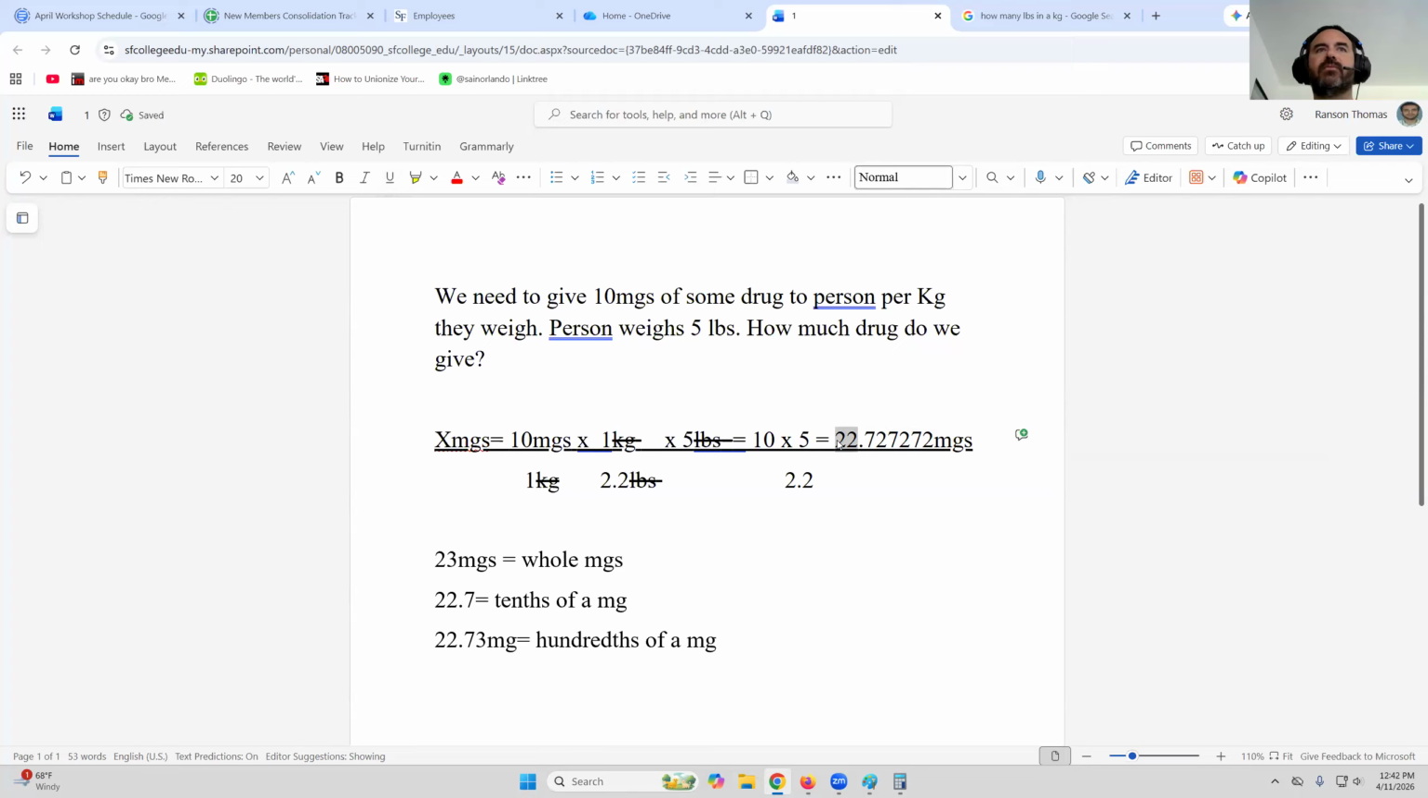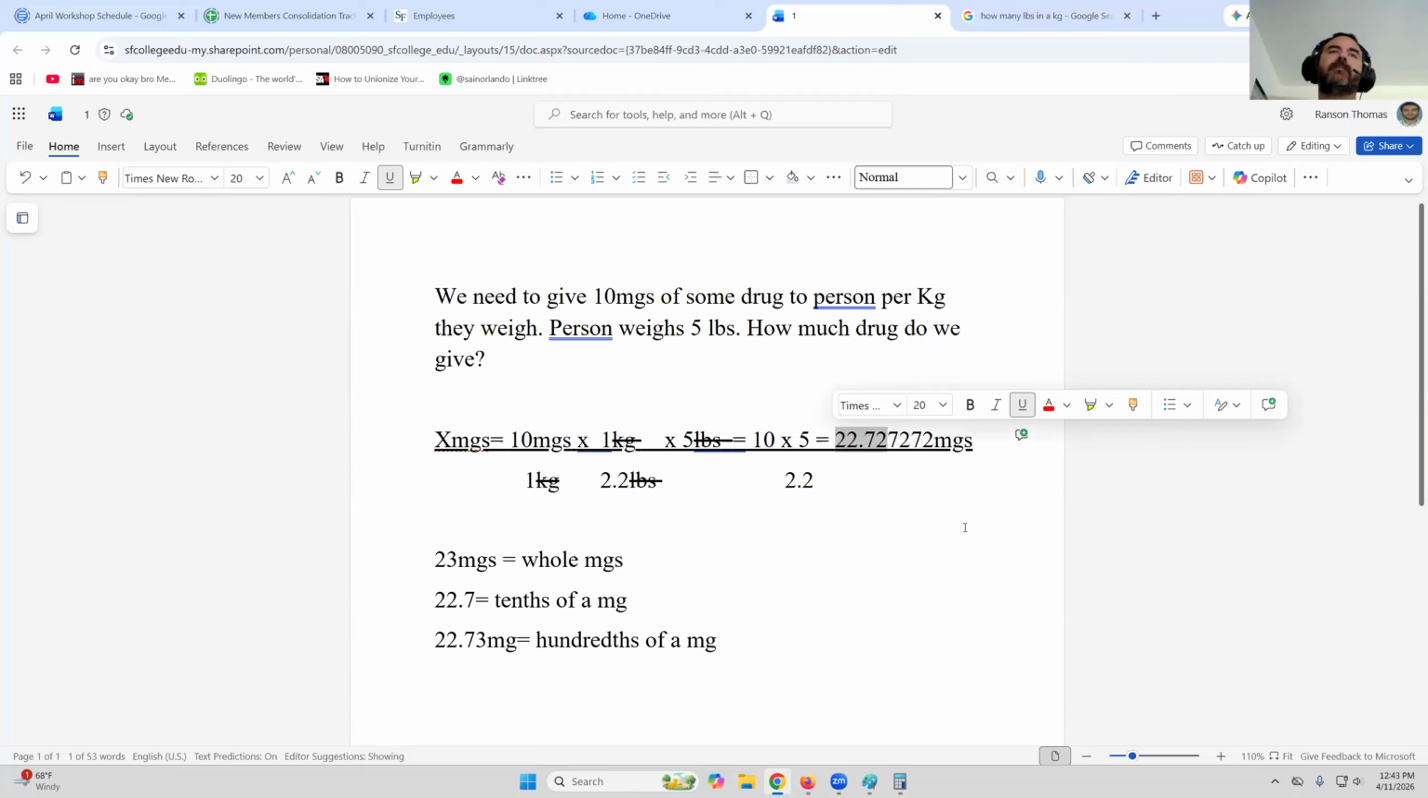So again, round to the nearest whole number. It's 22. We look at 0.7. We round it up to 23. Okay. Nearest tenth of a milligram, 22.7. The number behind the tenths place is a 2, so we round down, so it stays the same. Round to the nearest hundredths of a milligram, 22.73. So here's our hundredths place right here. That's a 7, so that would go up to a 0.3, or 0.73, I should say.